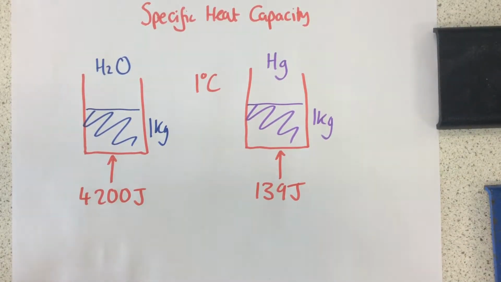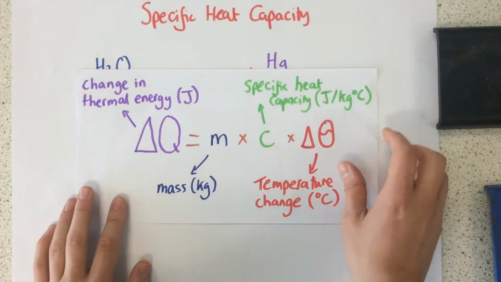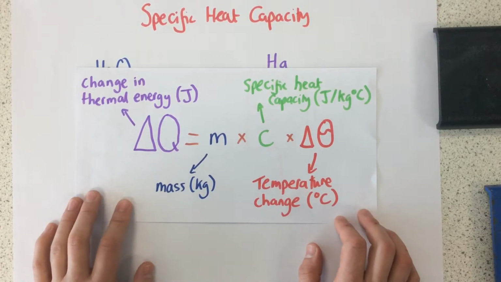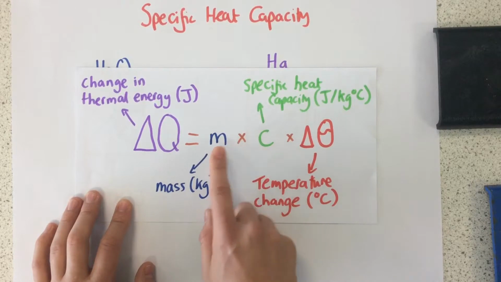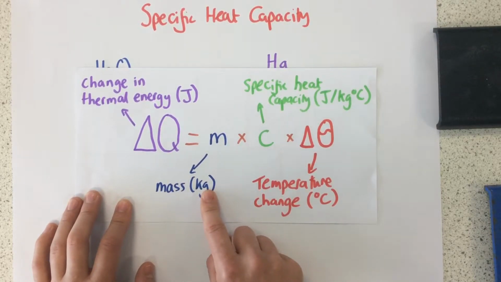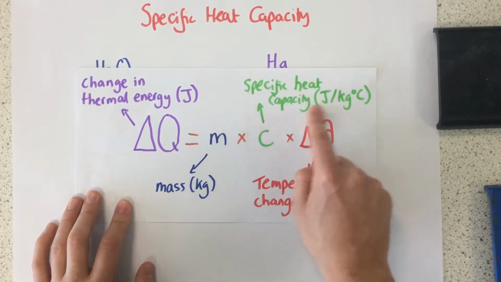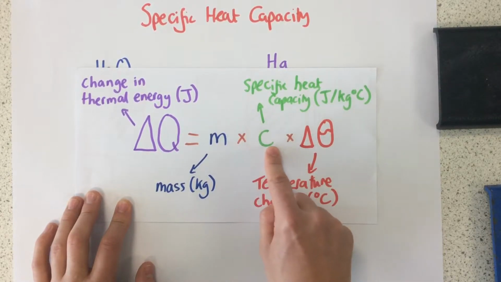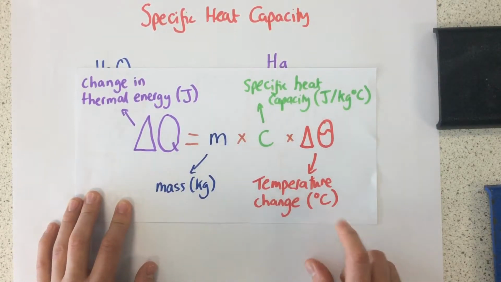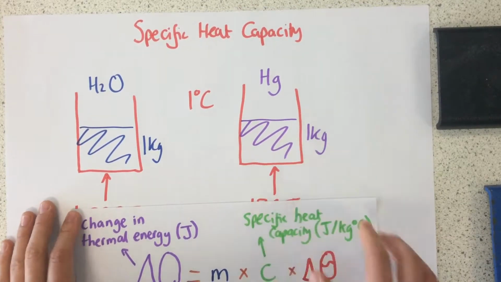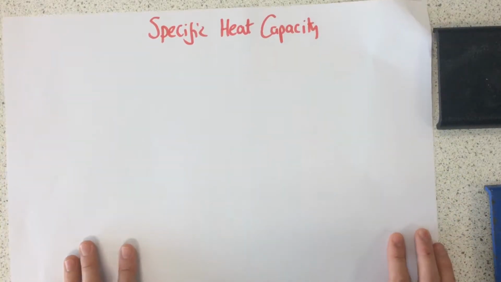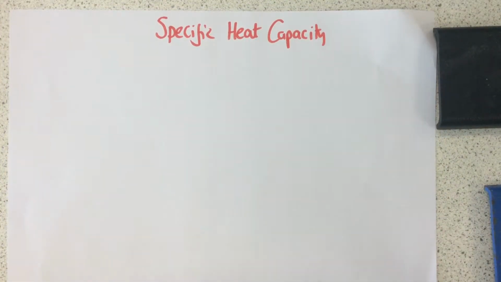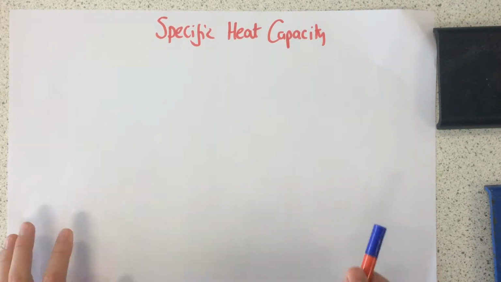Now there's an equation that we need to be able to know and use in order to determine specific heat capacity. So the change in thermal energy equals the mass, so that's the mass of the liquid that we're dealing with, times the specific heat capacity, that's the thing we may well be looking for, times the temperature change, so how much the temperature has risen by. So what we're going to do now is we're going to have a look at an experiment that we could do in order to find the specific heat capacity of a liquid.